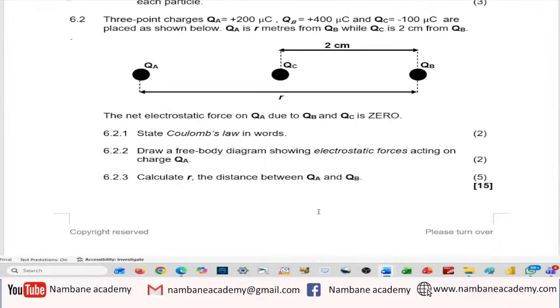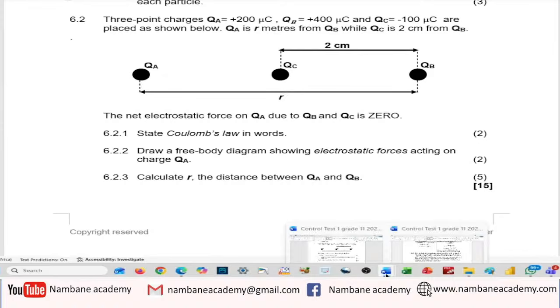Draw a free body diagram showing electrostatic forces. And here we are specific. We want electrostatic forces acting on charge A. Obviously, charge A will experience a force from QC and a force from QB. So the force that A will experience from C will be an attractive force. And the force that A will experience from B will be a repulsive force since they have the same sign.